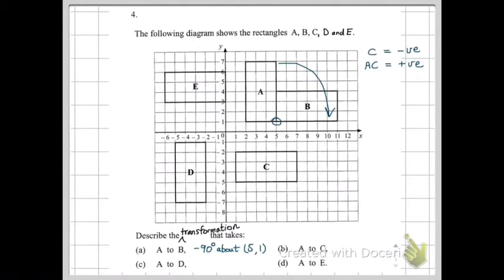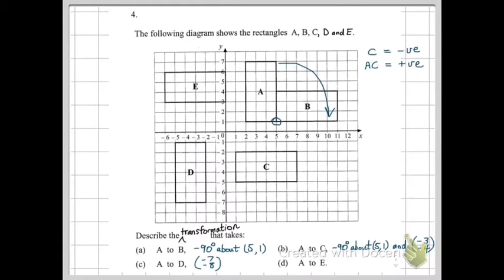Okay, what about shape B? A is moving to C and it's also rotating. The rotation will also be 90 degrees, about 5, 1, and this time we're adding a translation of -3, -4. A to D, this time there's no rotation, but the shape is translating 7 units to the left and 8 units down.